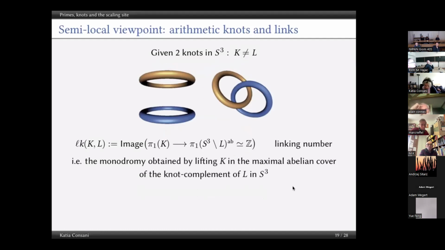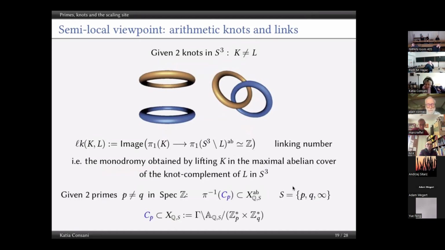But yes, so this is now what happened when only two primes are involved finally in the description of this link. So we had originally, we saw this slide, so I don't comment anymore, in the sense that there is a monodromy obtained by lifting K in the maximal abelian cover. So we are in the maximal abelian cover, in the adelic version of this maximal abelian cover with the Adele class space, and we look at these two primes.